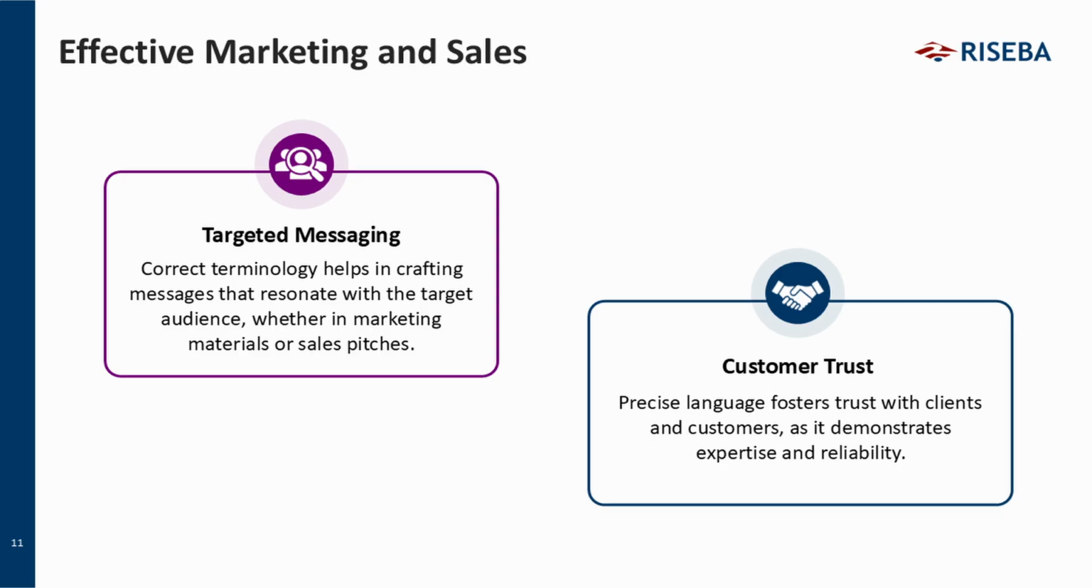And the final key point that relates to the importance of correct terminology is effective marketing and sales. In this case, we can refer to targeted messaging, since correct terminology helps in crafting messages that resonate with the target audience, whether in marketing materials or sales pitches. And correct terminology also plays a role in customer trust, since precise language fosters trust with clients and customers as it demonstrates expertise and reliability.